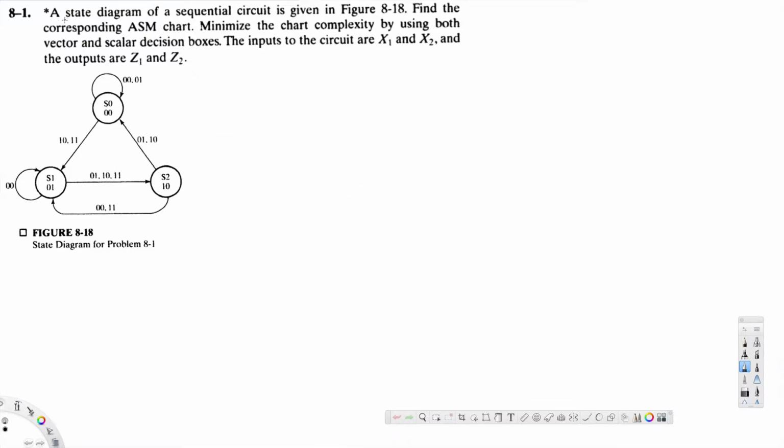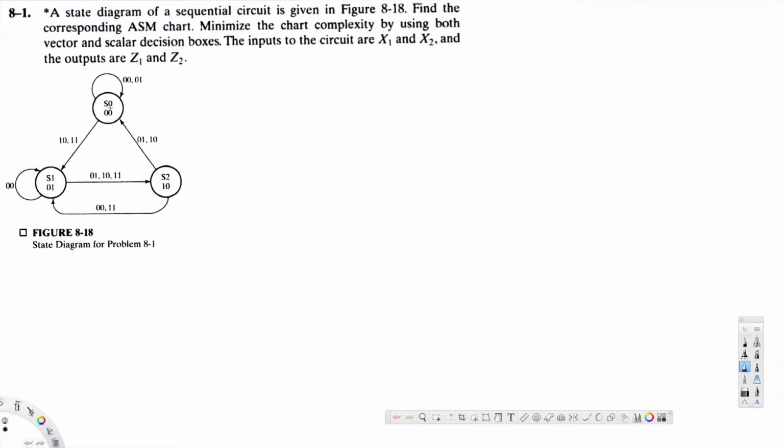Here this question is asking, a state diagram of a sequential circuit is given in figure 8.18. Find the corresponding ASM chart. Minimize the chart complexity by using both vector and scalar decision boxes. The inputs to the circuit are x1 and x2 and the outputs are z1 and z2.